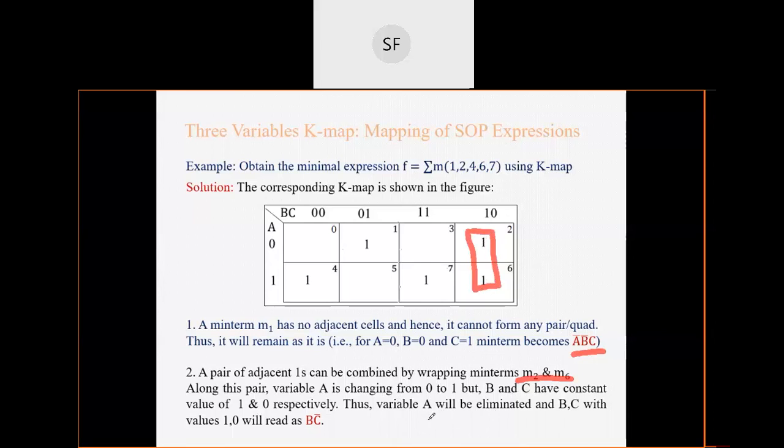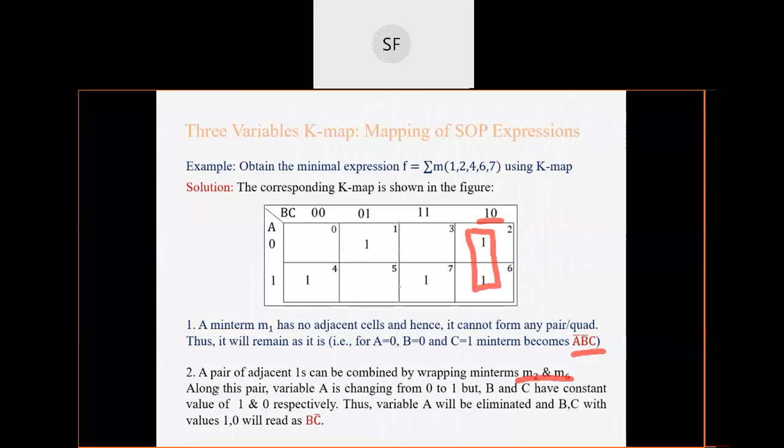Don't read it from here. It is already given actually. Just observe here that for this pair, the value of A is changing, right? But the value of BC is the same for these two cells. So since the value of A is changing, the variable A will be eliminated when you combine these two cells.